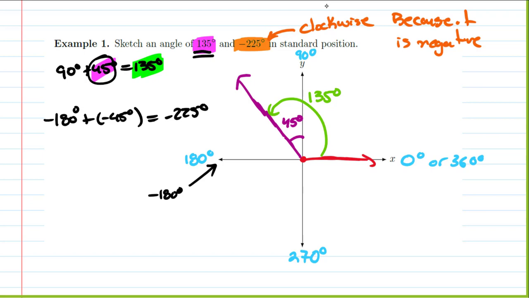So we'll notice if I go a negative 45 degrees from here to here, I'm going to end up at the exact same place where I was with positive 135 degrees. So it turns out that if I sketch the angle of a positive 135 degrees, I get exactly the same diagram if I sketch the angle negative 225 degrees. And this illustrates the following key point.